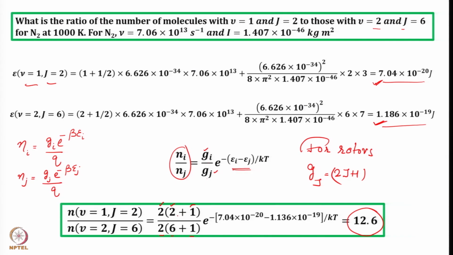The degeneracies were also possible to evaluate because we know that for rotational levels, the degeneracy is 2J plus 1. Therefore, what we have is the ratio of the number of molecules with v equal to 1 and J equal to 2 to those with v equal to 2 and J equal to 6. The answer is 12.6.